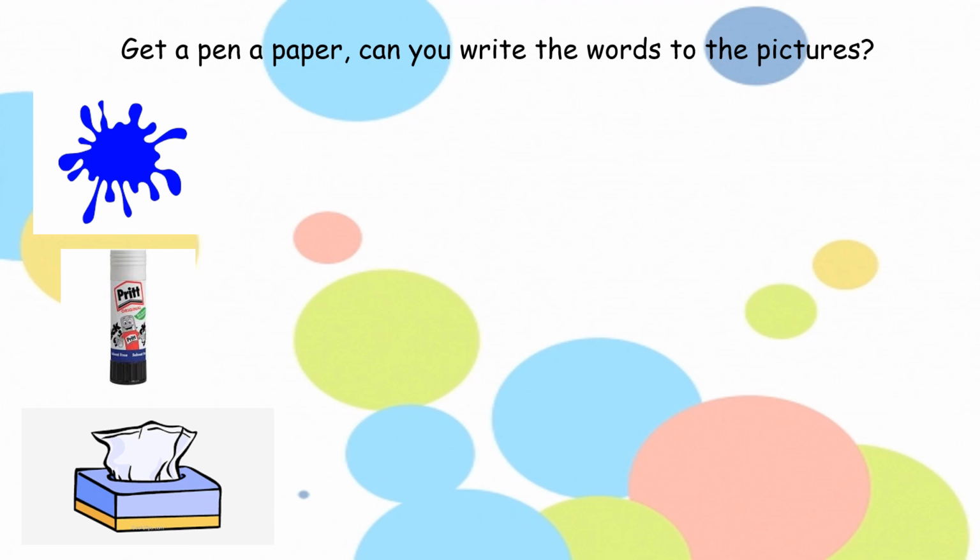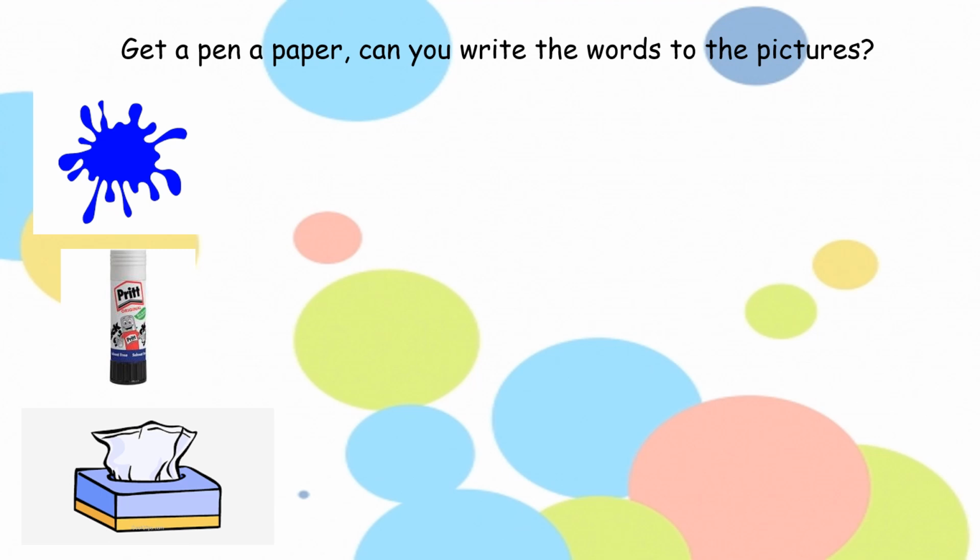Now, have a look at these pictures. What do you think the first picture is? We have a paint splat of the colour blue. The second picture, we have a stick of glue, and the last picture, we have a box of tissues.